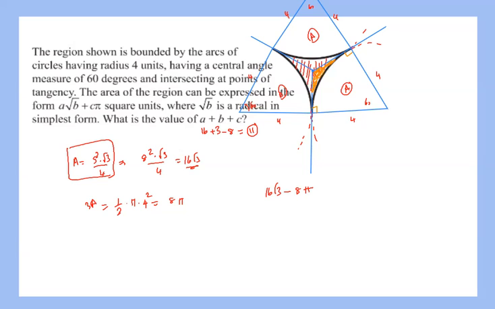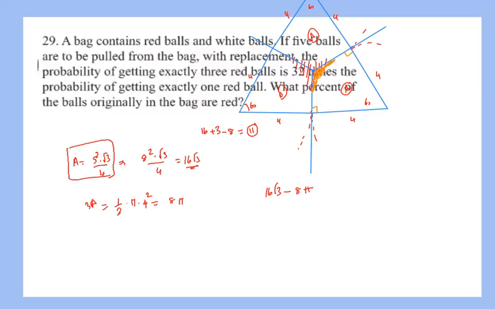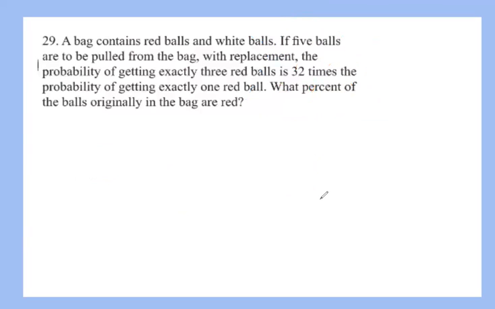So that was our first question. Let's move on to the second question, which is number 29 on the test. This is a probability problem, and we have a bag that contains red and white balls.